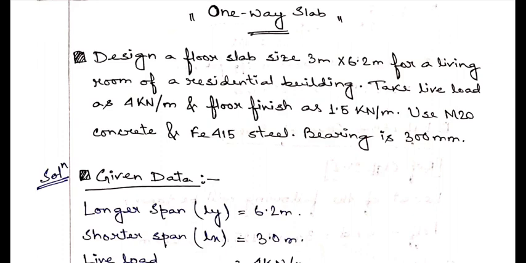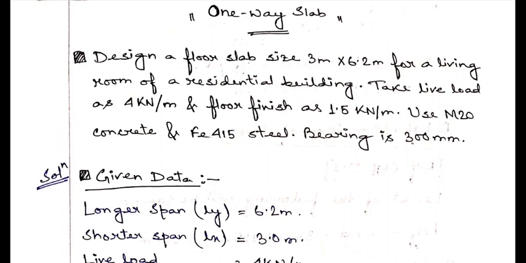So let's read out first the problem. Here it is written in the notebook "one-way slab", but when you get a question in your exams, it is not written whether it is a one-way slab or two-way slab. We have to find out from the given question whether the slab has to be designed as one-way or two-way, and the criterion, you know, is the ratio of longer span and shorter span. So let's start this problem.